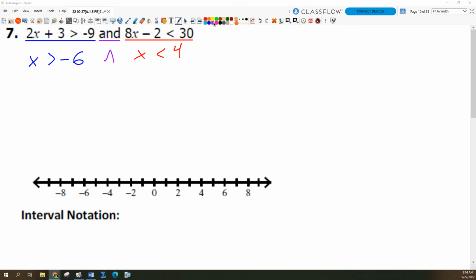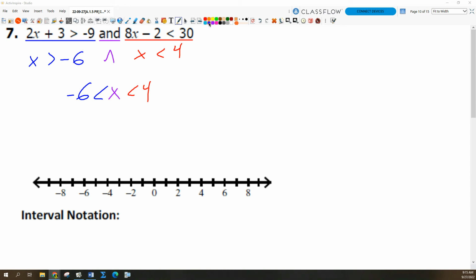Johnny, you have an idea? If I put x in the middle, what would I do? X is, okay, so I'm going to have less than 4 on the right and greater than -6 on the left, right? Typically, we'd start in the middle and then work from left to right. So x is greater than -6 and less than 4, but much better way to write it, isn't it?